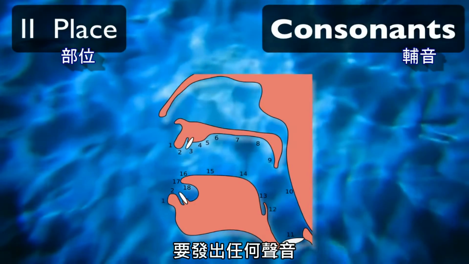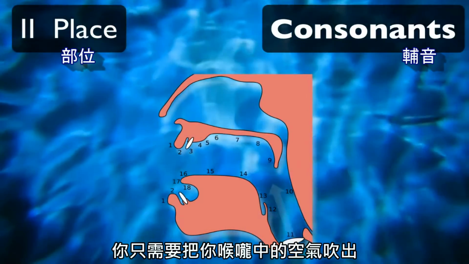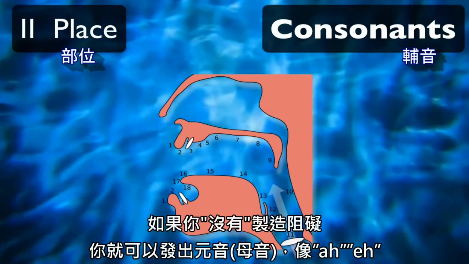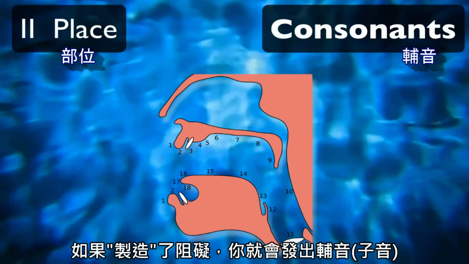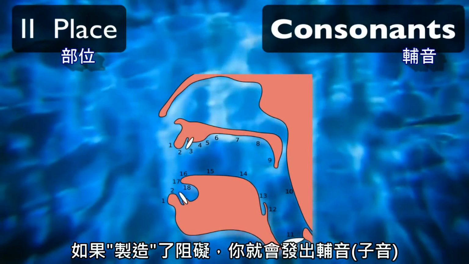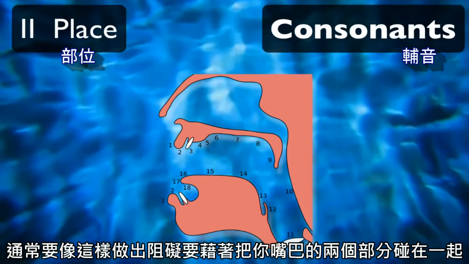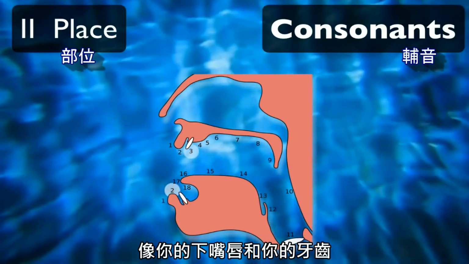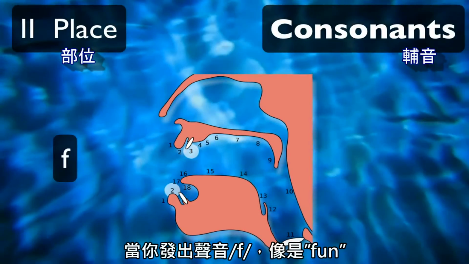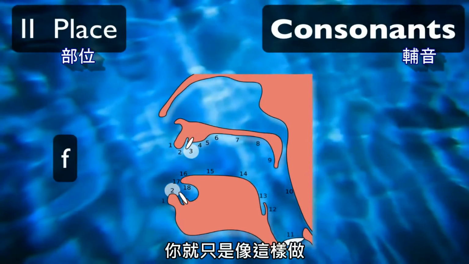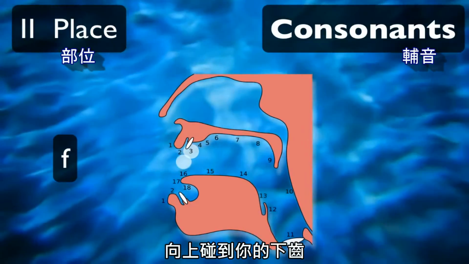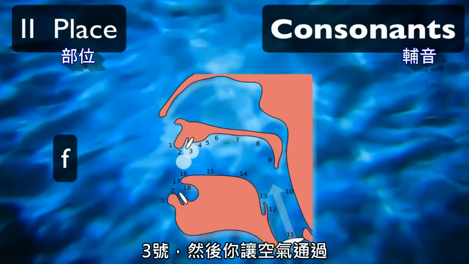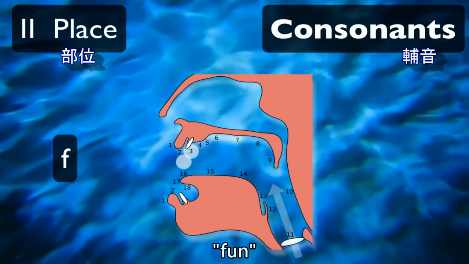To make any sound, you'll need to blow air out of your throat. If you don't get in the way, you make a vowel, like ah, eh. If you do get in the way, you make a consonant. Usually you do this by putting 2 parts of your mouth together, like your lower lip and your teeth. When you make the sound F, as in fun, you do just that. Your lower lip, number 2, on the bottom, comes up and touches your upper teeth, number 3, and you blow air through. Fun.